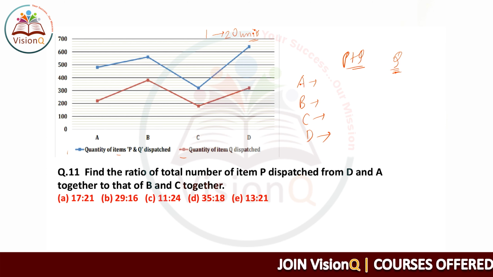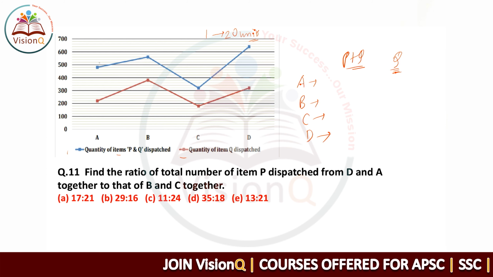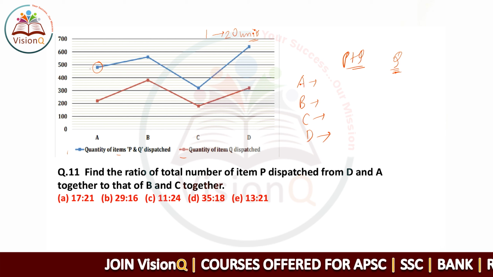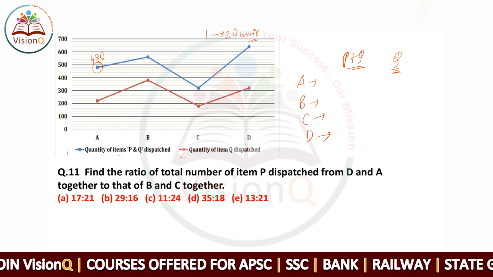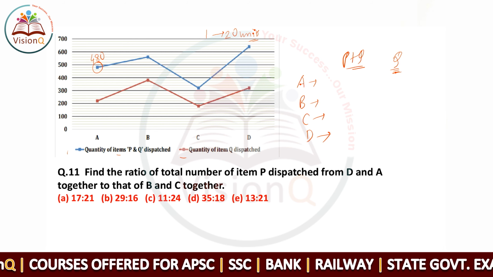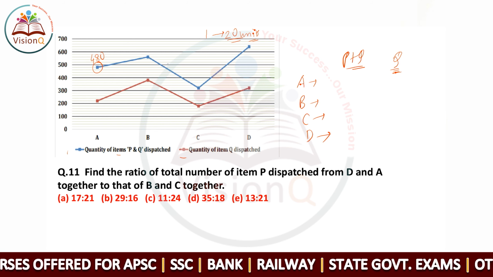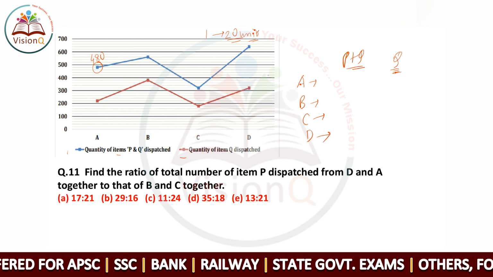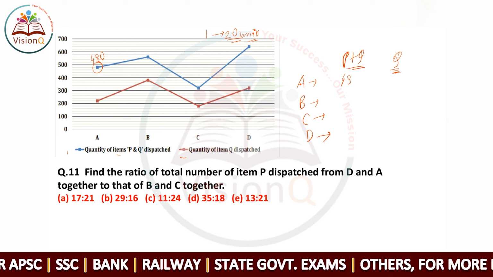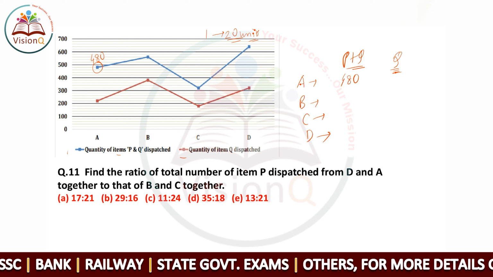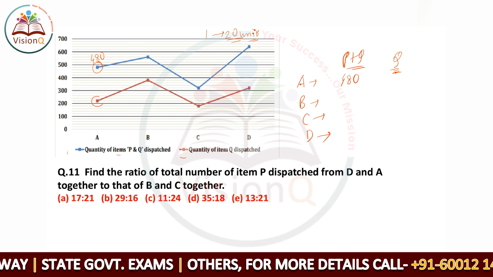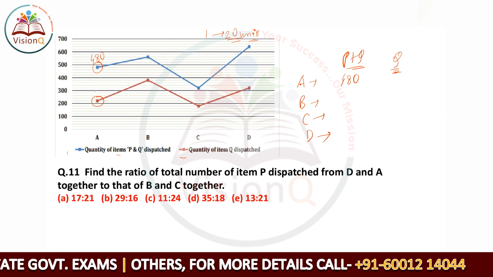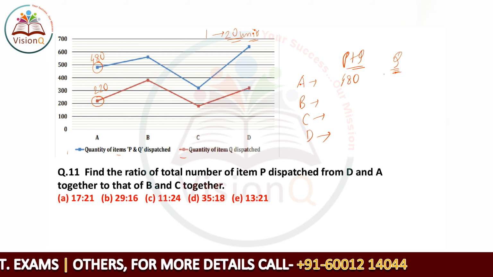So if I start from A, the total value of P plus Q will be this point. Now this point is 480 because it is one line below the 500 and we know one division is 20 units, or one gap represents 20 units. So this point is 480. To write the value here, 480. Next, find it for Q. So the Q value for A will be 220.